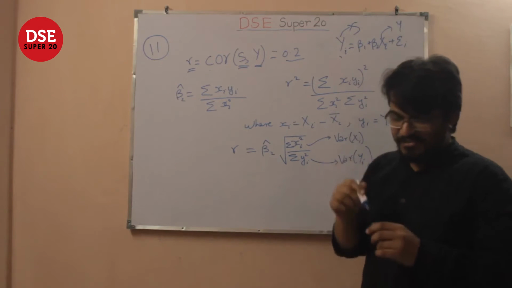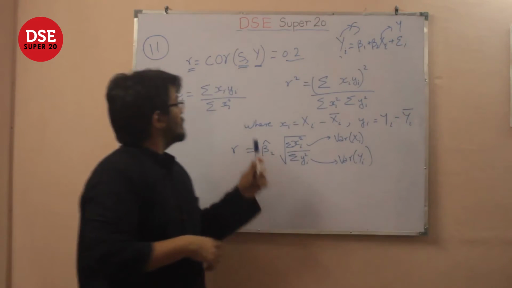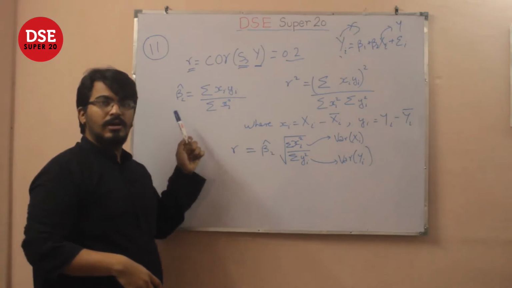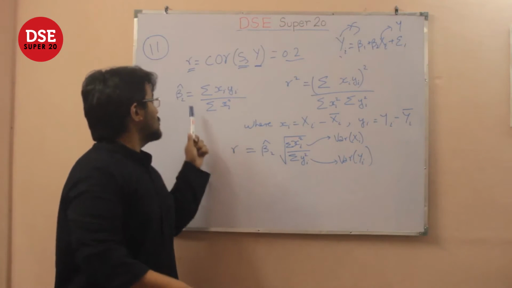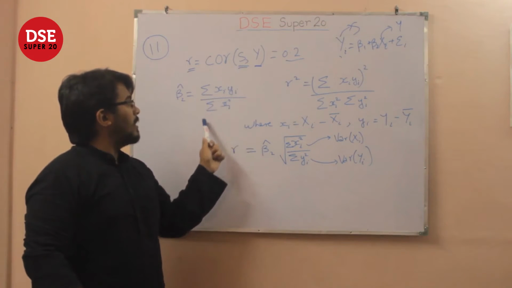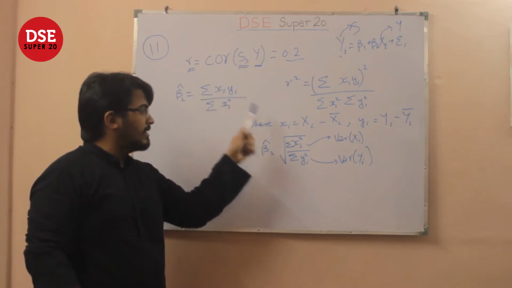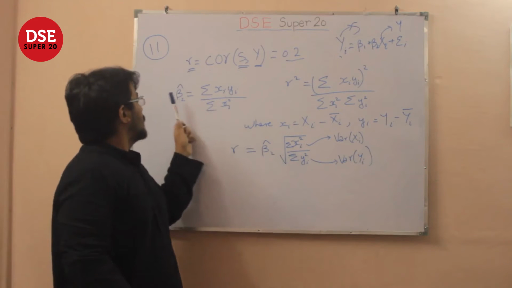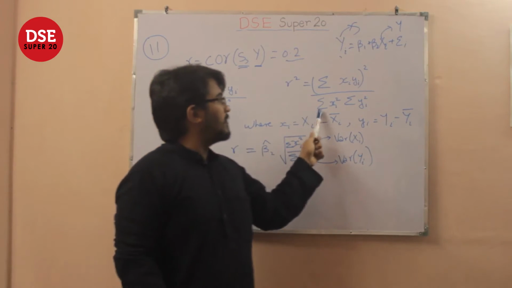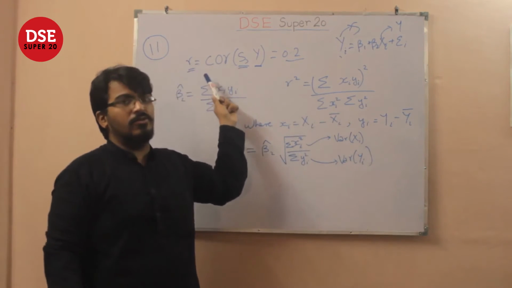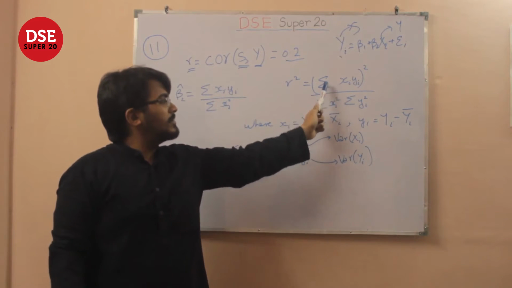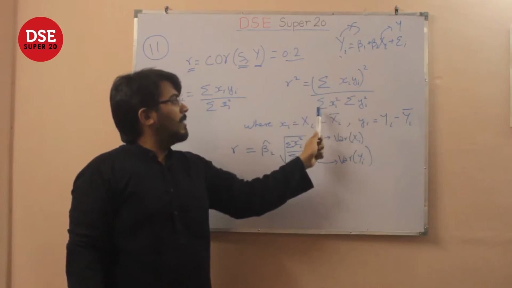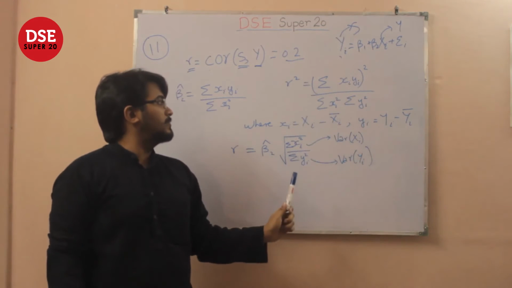Alright, fine. So the coefficient beta that comes out from an OLS regression would be summation xi yi by summation xi square, where the small xi is the deviation of the xi's from their mean. Now, this is the OLS regression coefficient, and R square, which is the square of the correlation coefficient, is summation of xi yi whole square upon summation xi square summation yi square.